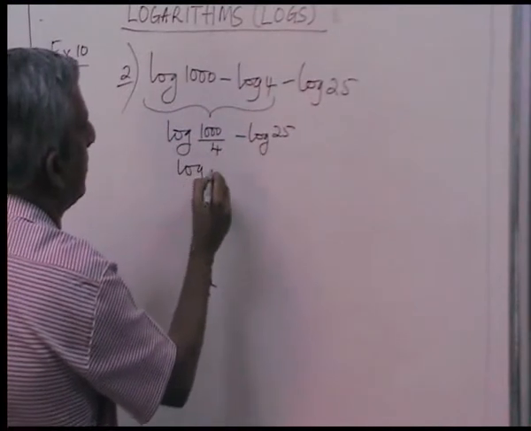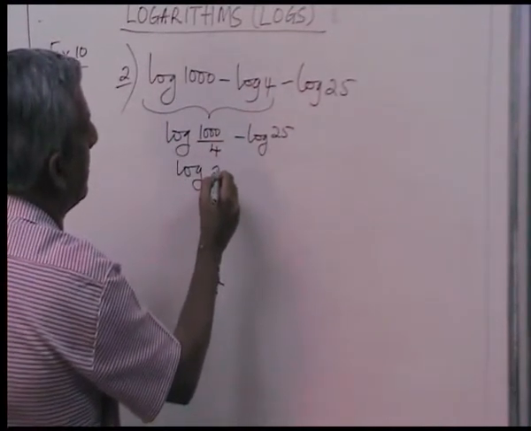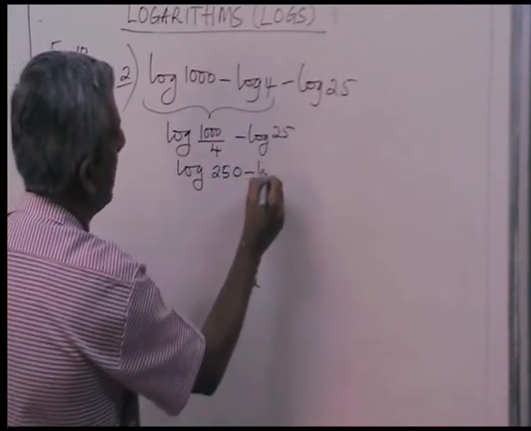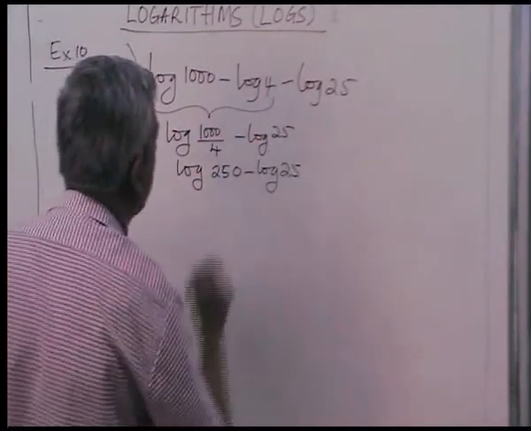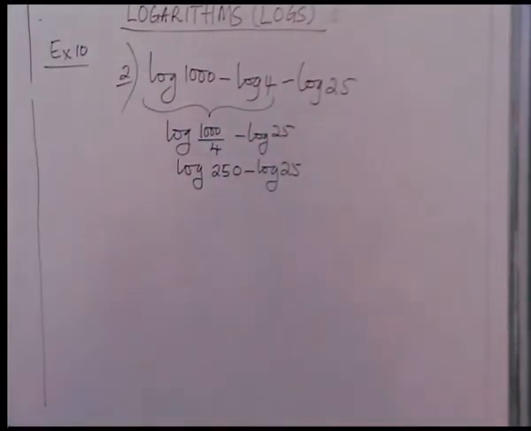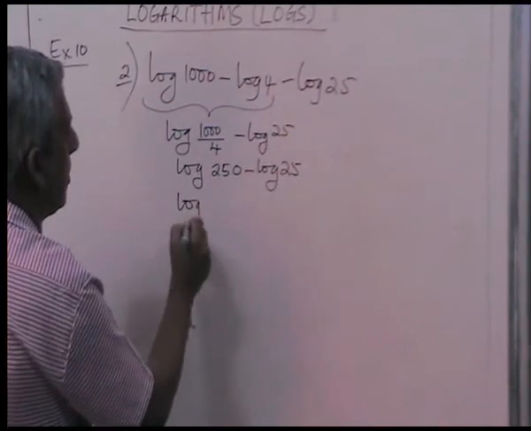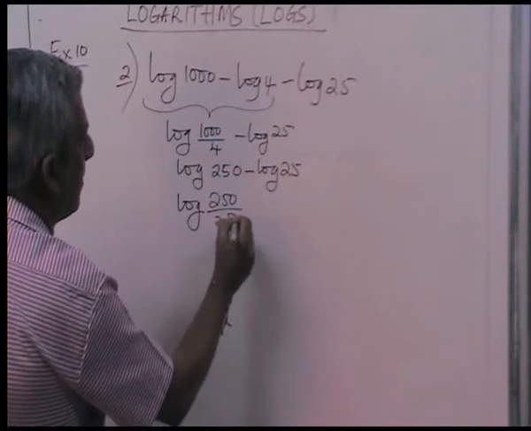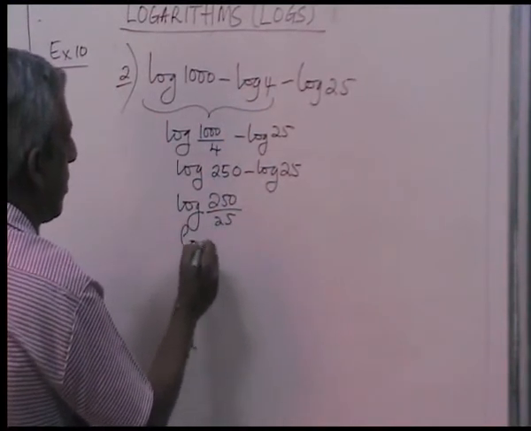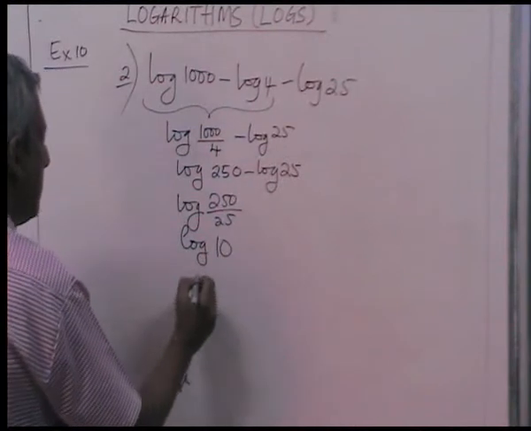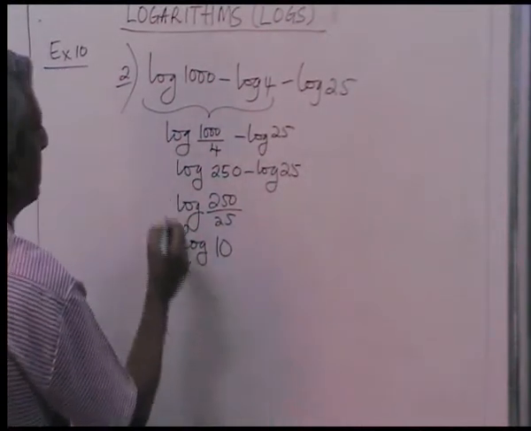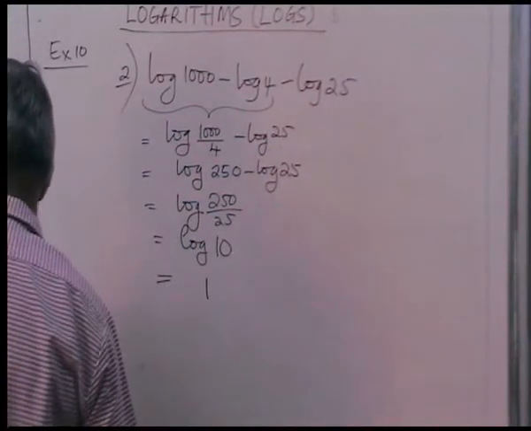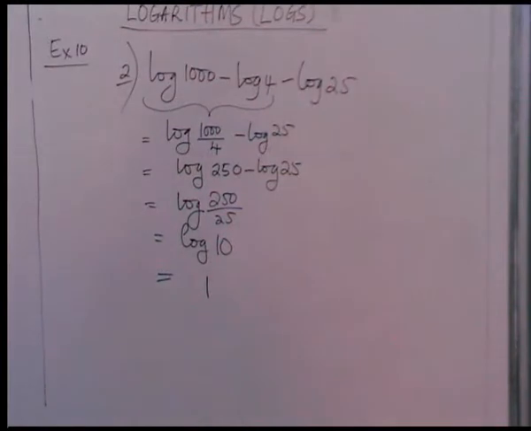That gives you log of 250 minus log of 25. Right, and that will give you log of 250 over 25, which finally becomes log of 10, which is now the answer: 1. Alright.